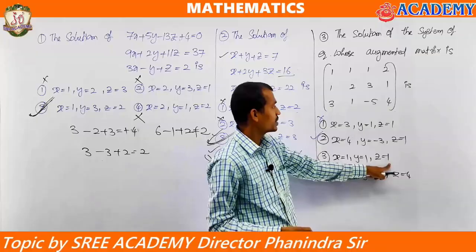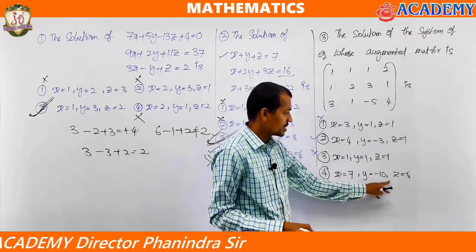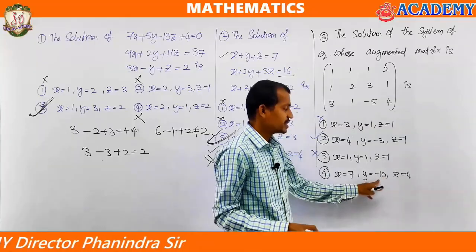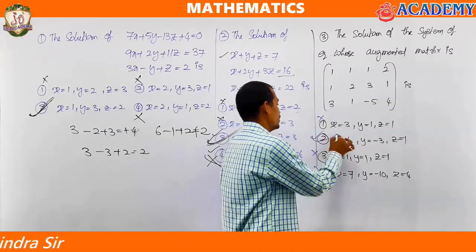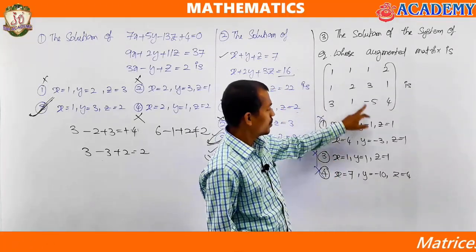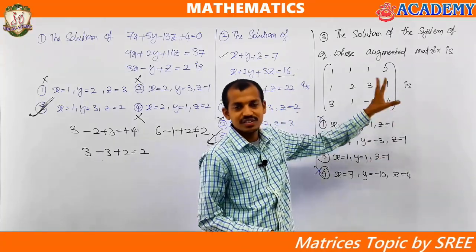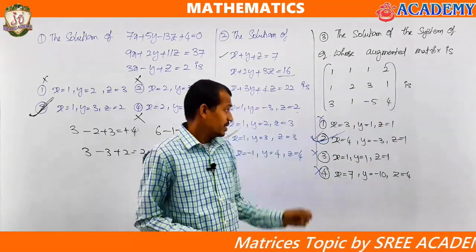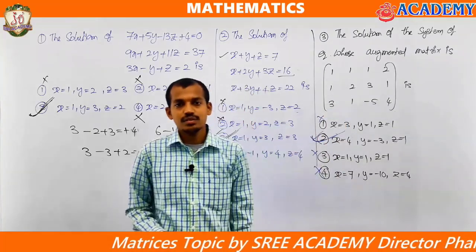1 plus 1 plus 1, 3 is not going to be 2. It is not the answer. 7 minus 10 plus 4, 11 minus 10 is going to be 1. It is also not going to be the answer. Only one is satisfying. You can check here also: 4 minus 6 minus 2 plus 3, did 1 come? Whatever the solution is, that will satisfy all three equations.